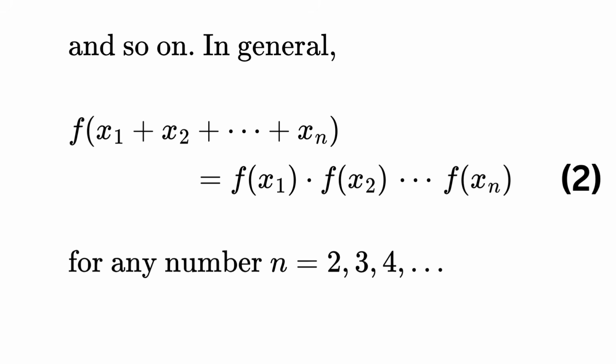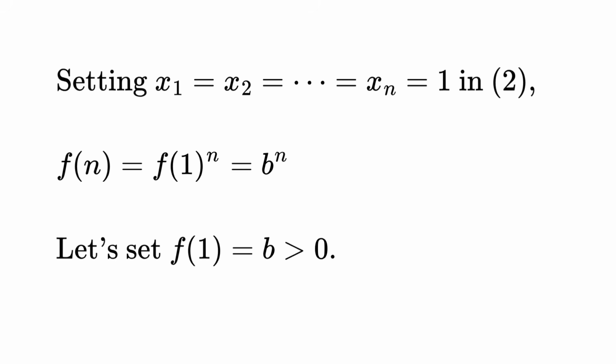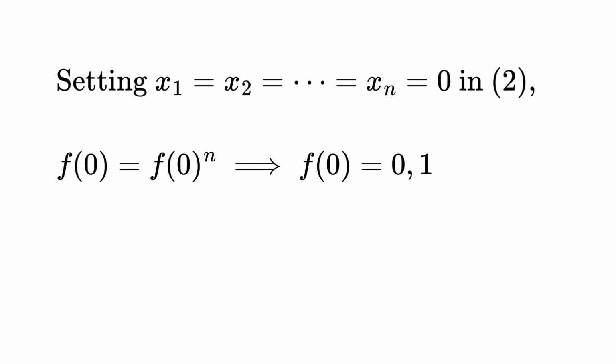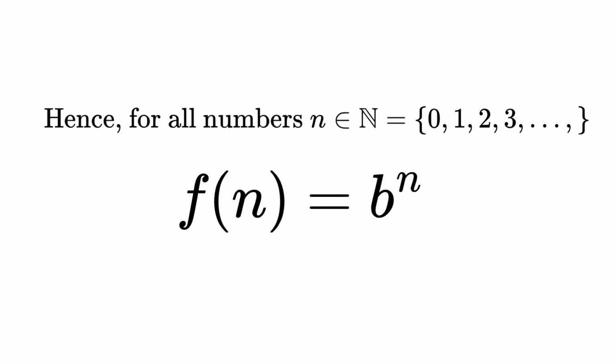Now, in equation 2, we set all arguments equal to 1 to find that the value of the function at n is equal to its value at 1 raised to the power of n. Let's set the value of f at 1 equal to b, where b is an arbitrary positive real number, which cannot be determined. Returning to equation 2, we set all arguments equal to 0 to find that the value of the function at 0 can only be 0 or 1. Since the function is strictly positive, the value of the function at 0 can only be 1. Therefore, we have found that the value of the function at any natural number n is b to the n.